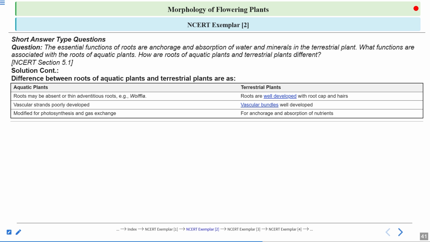Next point, modified for photosynthesis and gaseous exchange. Some of the aquatic plants, you see, are doing the process of photosynthesis and they are also helping in gaseous exchange. Now, in terrestrial plants, roots are meant for anchorage and absorption of nutrients. Anchorage and absorption of nutrients.